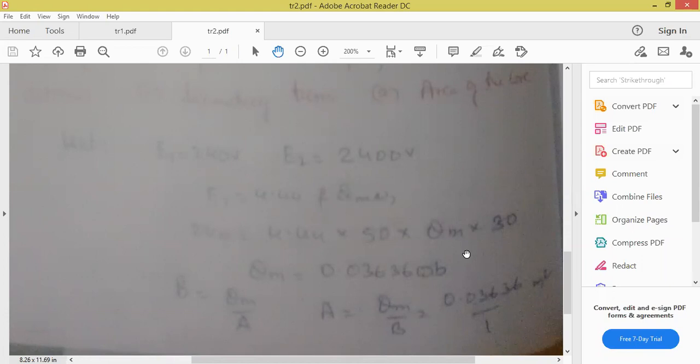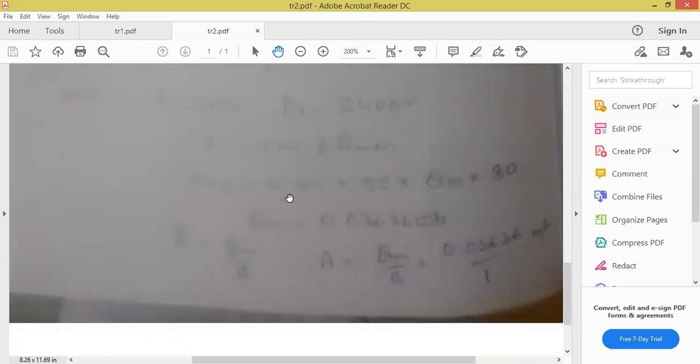Here also phi m we have to calculate. Phi m is not given in the formula, into N1. N1 is how much? 30. So just multiply this. How much are you getting for phi m here? 0.03636 Webers. You check with the calculator.